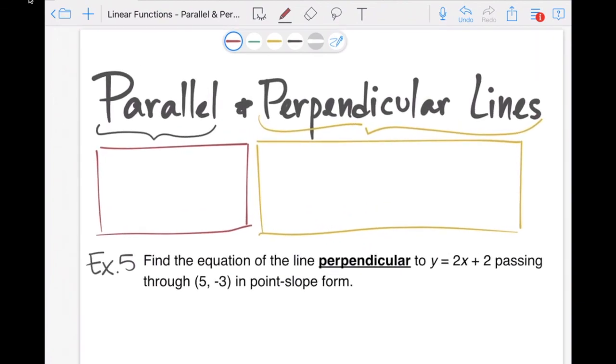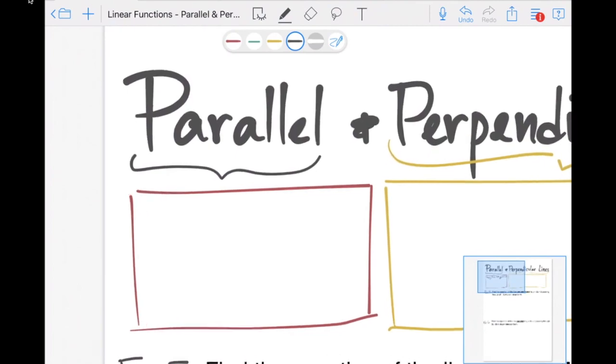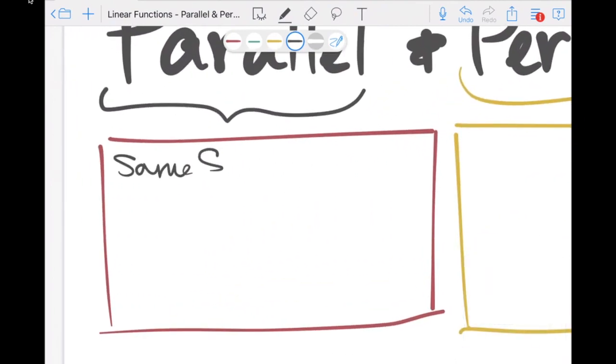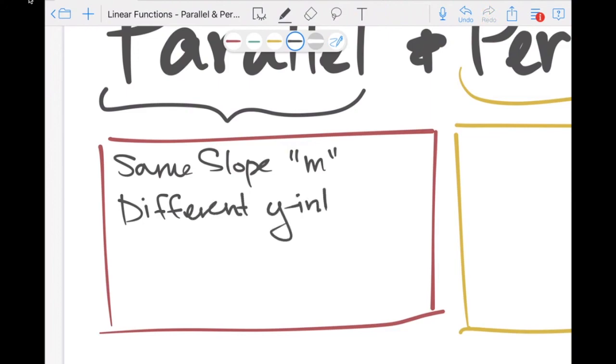All right, moving on, almost finished. We're going to talk about parallel and perpendicular lines. The rule with parallel lines is that they always have to have the same slope, which remember is the m value, but a different y-intercept, which is the b value.